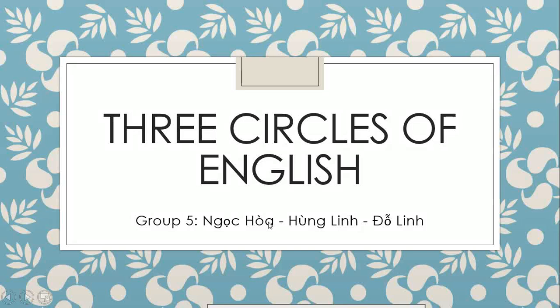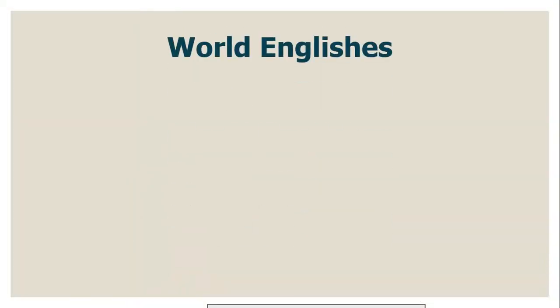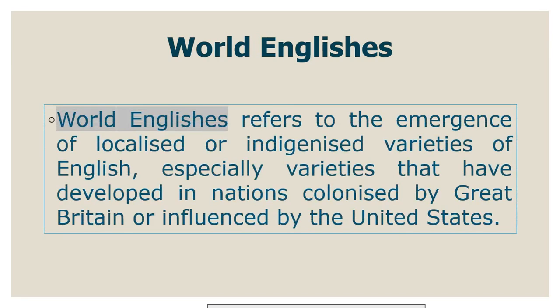The topic today I want to talk to you about is the 3 circles of English. First of all, I want to share with you the basis of the topic today. It is World English. So what is World English? It refers to the emergence of localized or indigenized varieties of English, especially varieties that have developed in nations colonized by Great Britain or influenced by the United States.